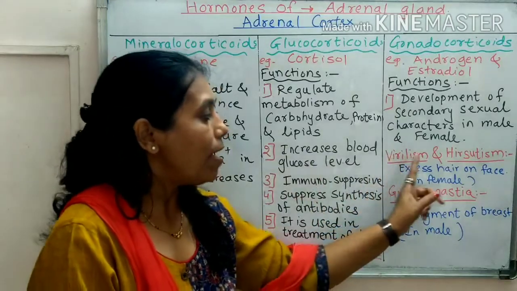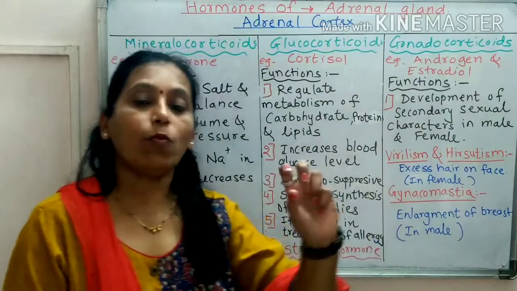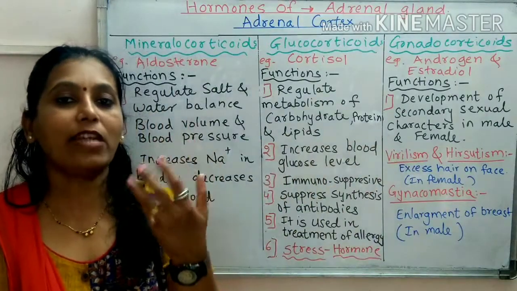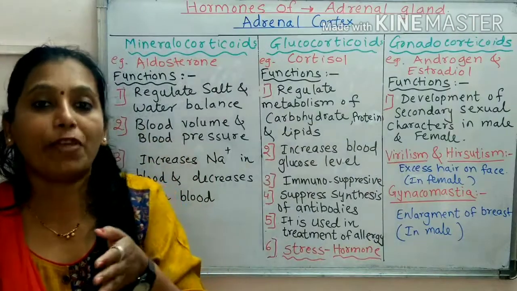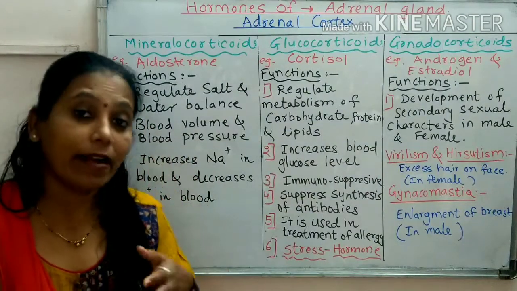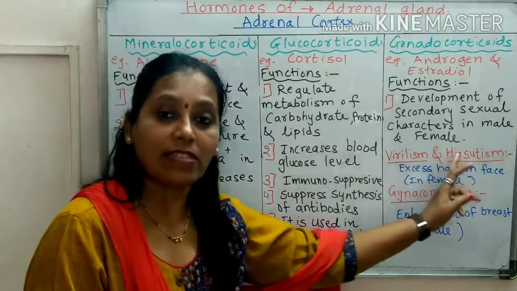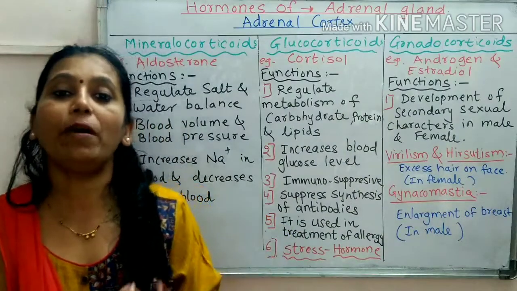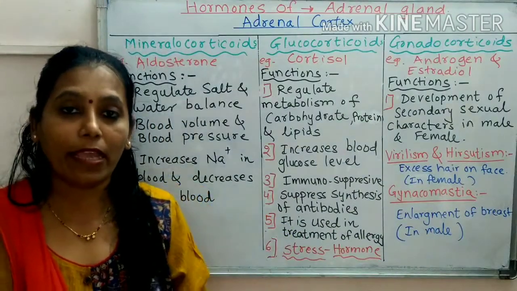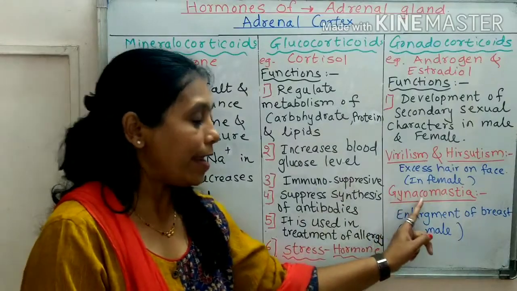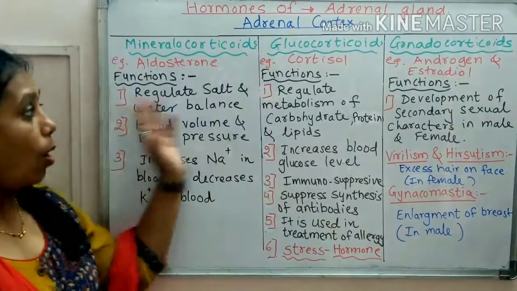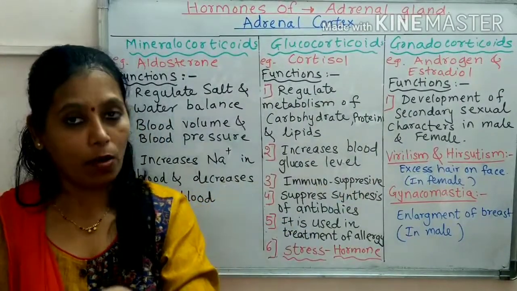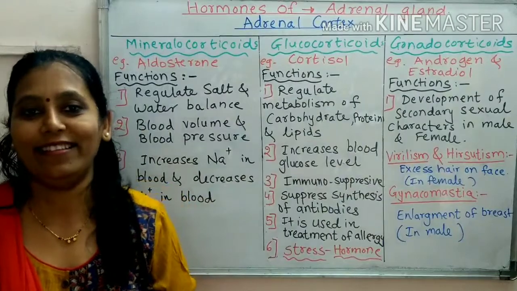But if these hormones are secreted in excess quantity in female, then naturally the condition is called virilism and hirsutism. What exactly do these two terms mean? Excess hair starts coming on the face in case of female. The condition is called virilism and hirsutism. Okay. In case of male, there is an enlargement of the breast, which is not a normal thing. The condition is called gynecomastia. So this is all about the hormones secreted by adrenal cortex and their function.